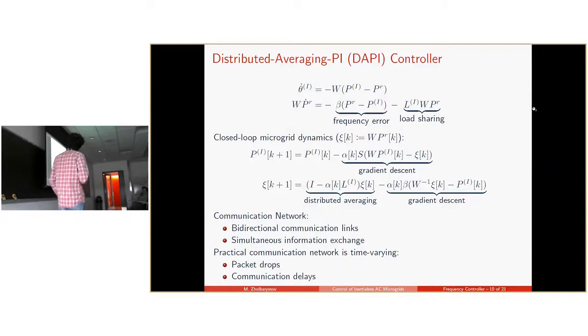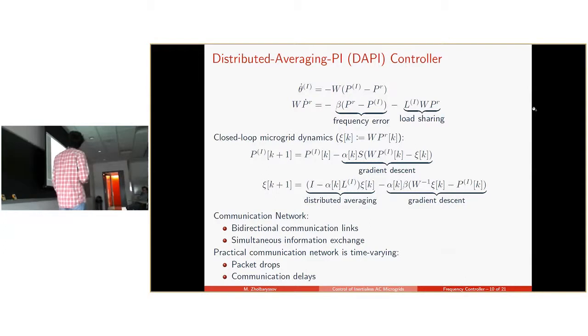and basically we are computing some kind of weighted average of the estimates of the generators. If we look at the closed-loop microgrid dynamics induced by this controller, we can see that the frequency error term can be viewed as if you're performing a gradient descent step, and load sharing can be viewed as if you're performing a distributed averaging step. Right? So, is it clear? Xi is some kind of estimate maintained at each generator, and we'll talk about it in the next slides.